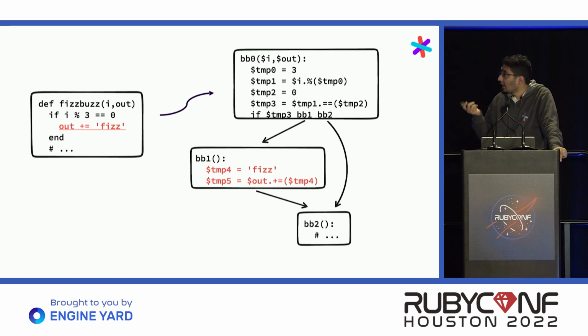Okay, the body of the if statement is out plus equals fizz. That's done similarly: the literal becomes assigned to a temporary, and you call the plus equals method. Even though in the source code, out is an L value, on the left-hand side of the plus equals, from a practical perspective it's essentially calling the plus equals operator on out. And that's what you see as the second instruction.